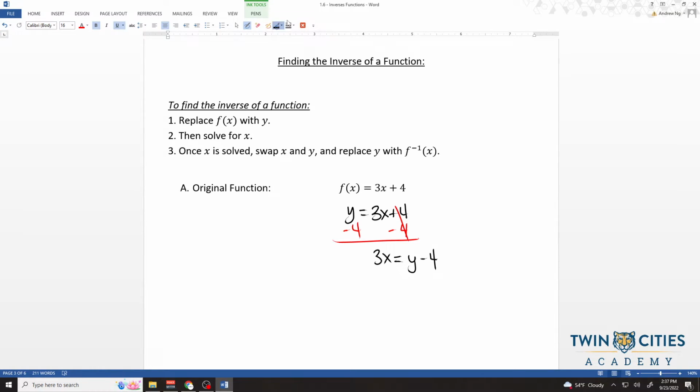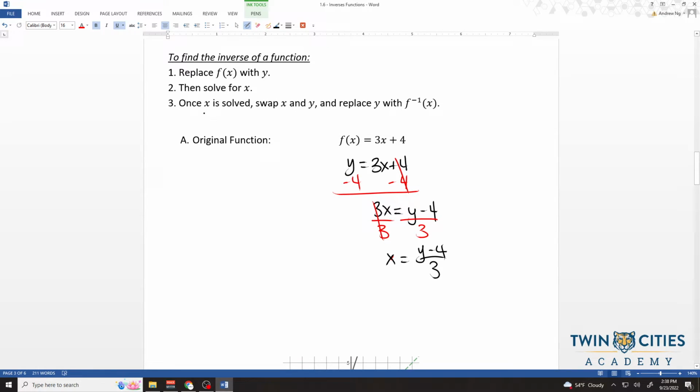And then let's divide by 3. So I've got x equals y minus 4 over 3. Okay, now I've got x solved. So step 3, once x is solved, I'm going to swap x and y. So what was x becomes y. What was y becomes x. This is going to be y equals x minus 4 over 3.